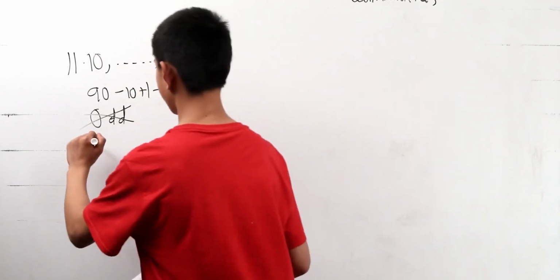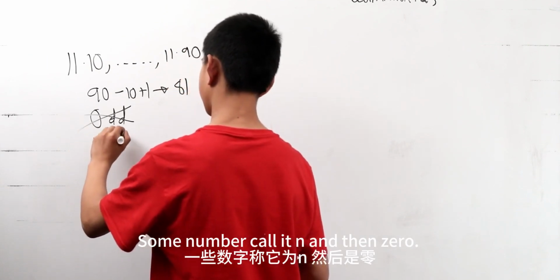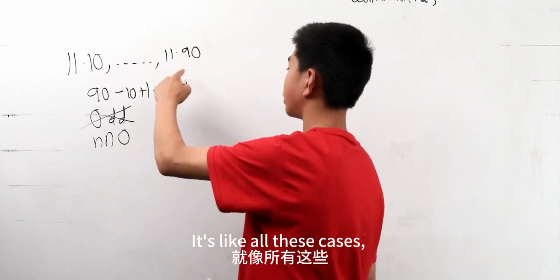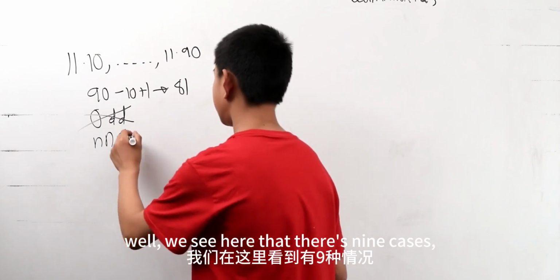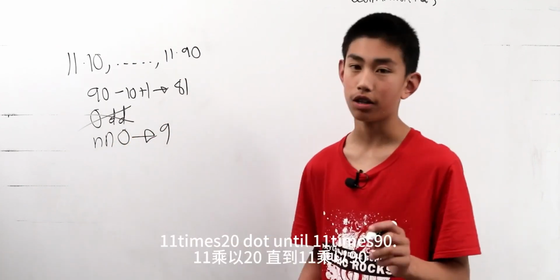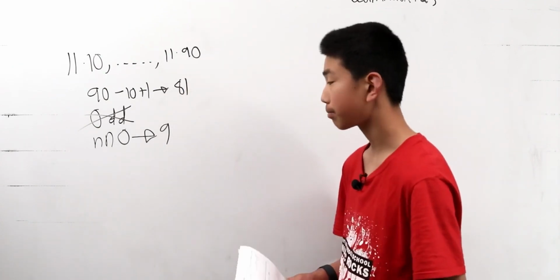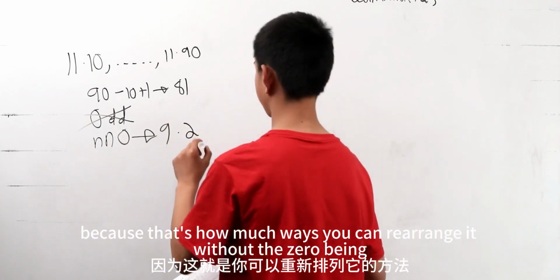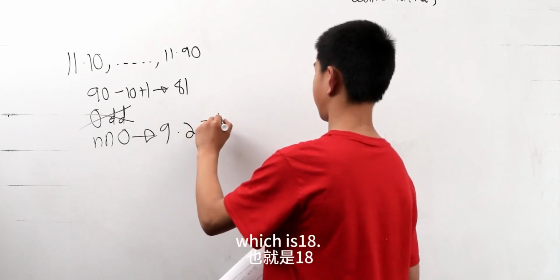Now what if it's some number, call it n, and then 0? Well, it's like all these cases, except we see here that there are 9 cases, because there's 11 times 10, 11 times 20, until 11 times 90. Now we multiply by 2, because that's how many ways you can rearrange it without the 0 being in front, which is 18.